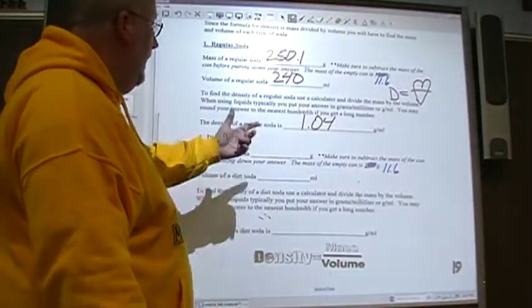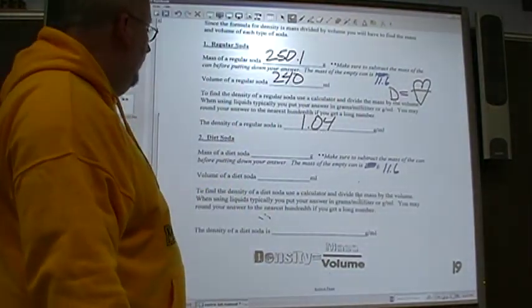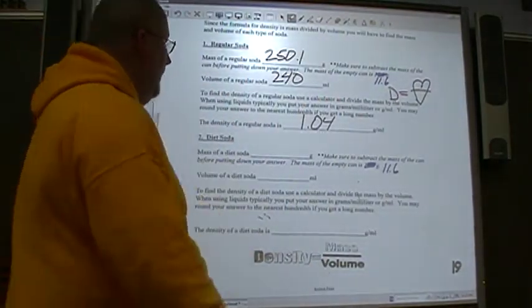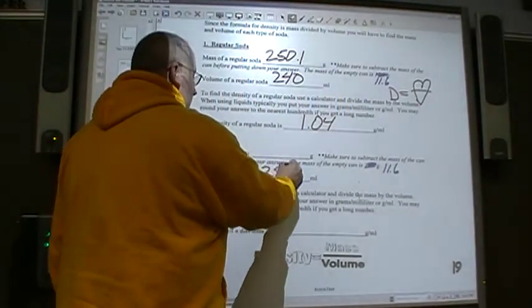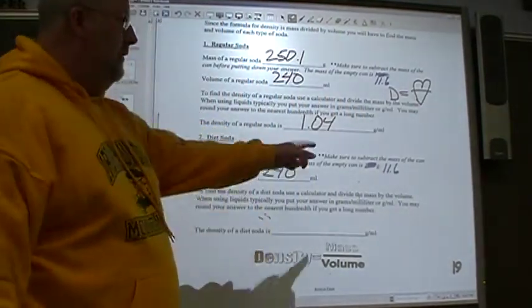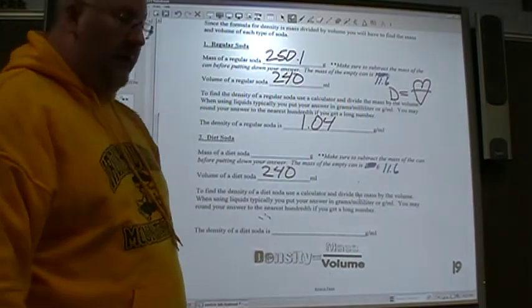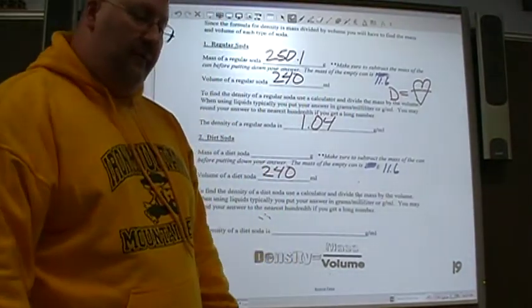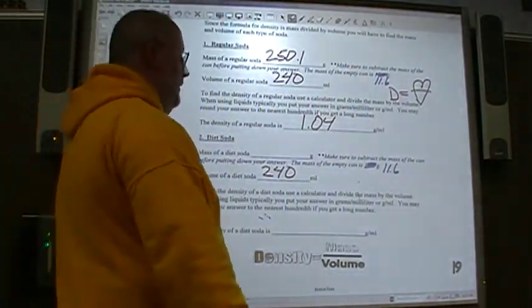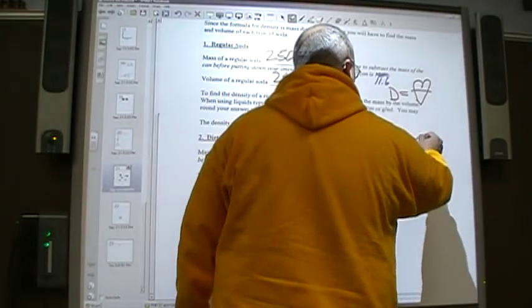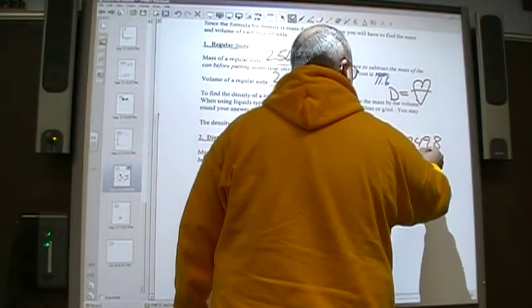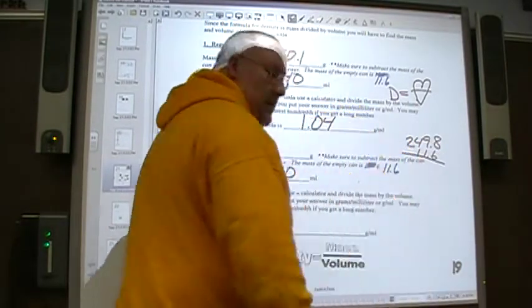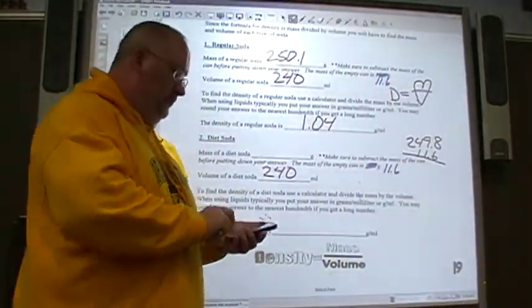Okay, that's it for regular soda. The volume for diet soda is going to be the same. The weight of the empty can is also the same for diet soda. So I'm going to weigh the diet soda. I get 249.8. Again, I have to subtract that 11.6 before I can come up with my final answer for mass.